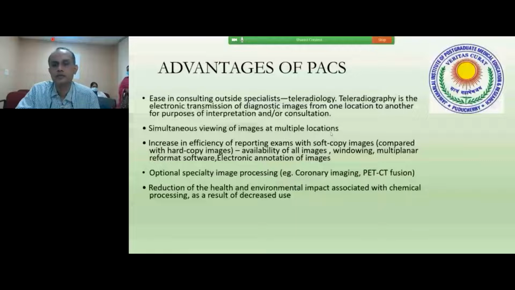Initially, in film-based solutions, there used to be one film and it could be viewed at only one place. Whereas in the PACS, multiple copies of the images are available and they can be viewed simultaneously at multiple locations. This is a unique advantage of the PACS.